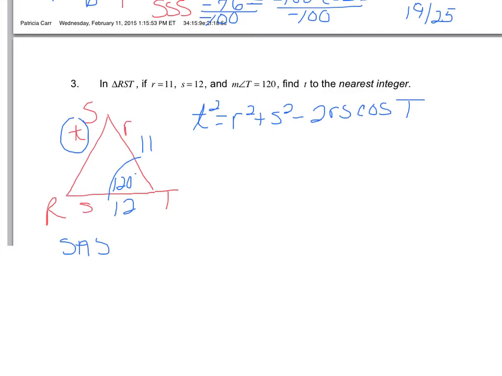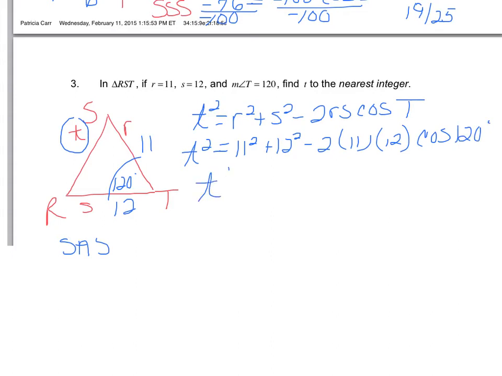All right, t squared equals 11 squared plus 12 squared minus 2 times 11 times 12 cosine, and angle t is 120 degrees, so I can put that in. I can put the whole right side in my calculator because everything is filled in. I can go 11 squared plus 12 squared minus 2 times 11 times 12 cosine of 120. Enter. And I end up with, hopefully you got what I got, 397.